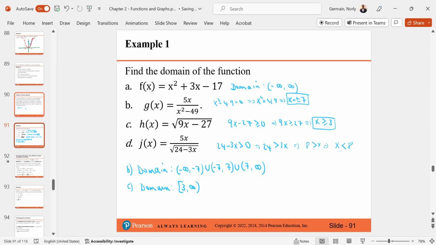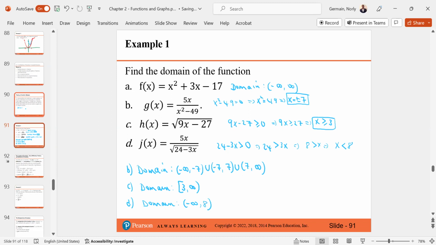So at this point, we know that for this domain in D, the domain should be less than 8. That means we're going to go negative infinity to 8, not included. That's why we're using a parenthesis. Parenthesis means that number is not included. Bracket means, yes, the number is included, all right?